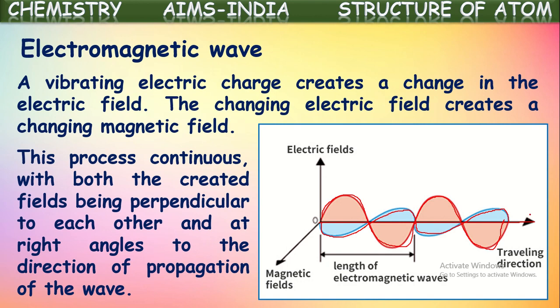Okay, in this way, when an electric charge is vibrating, it creates some changes in both the electric field and magnetic field. It will be continued, and these electric fields and magnetic fields are perpendicular to the direction of the propagation, and they are perpendicular to each other also.